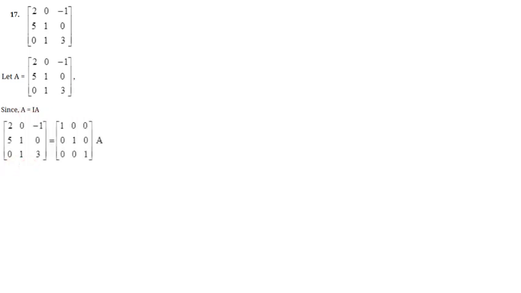Now we shall discuss question number 17. A 3 by 3 matrix is given to you. You have to find out the inverse of this matrix. Assume that the given matrix is A. Write the statement, that is A is equal to IA. Substitute it: A is equal to I, the identity matrix of order 3, into A.